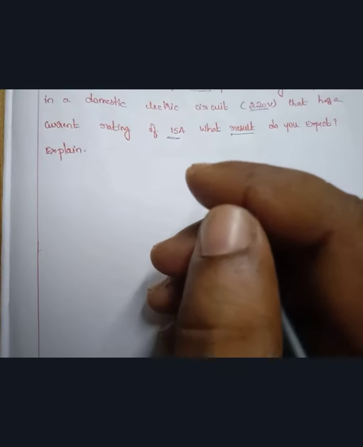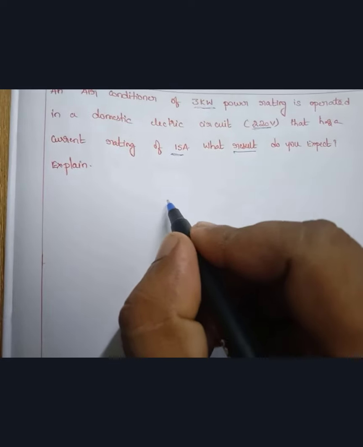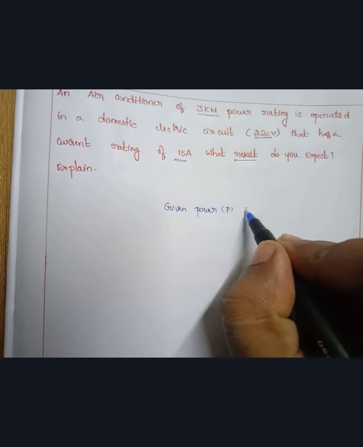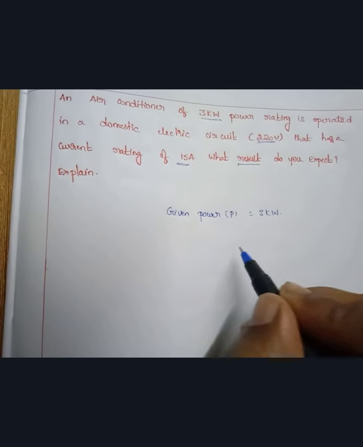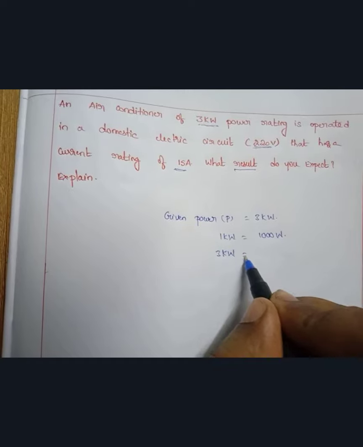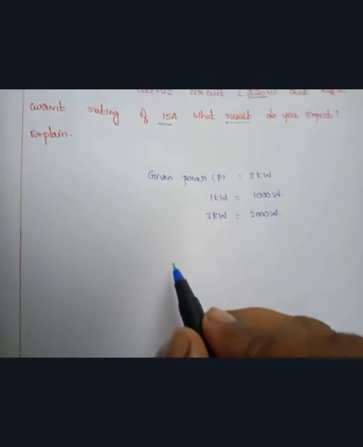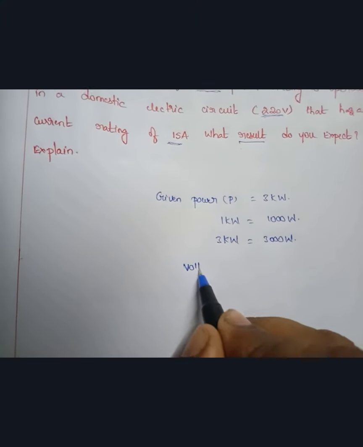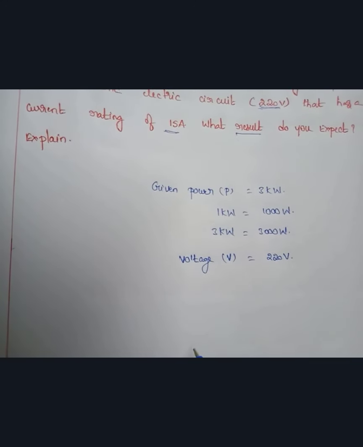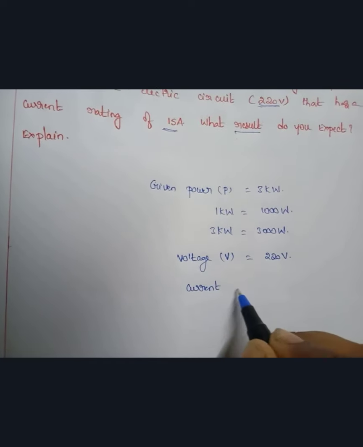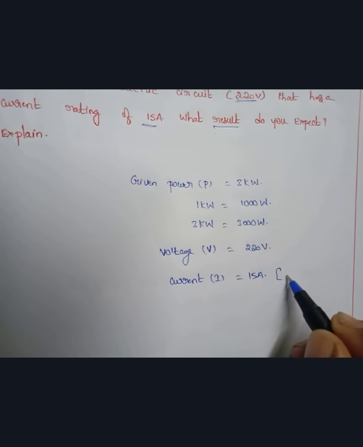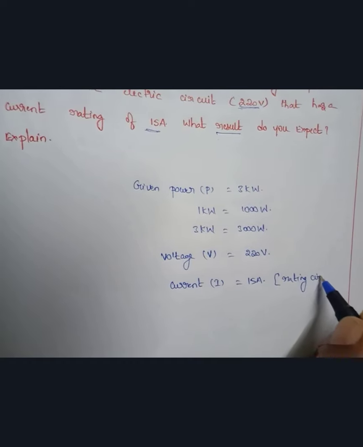Let us see. Given power P is equal to 3 kilowatts. 1 kilowatt is equal to 1000 watts, then 3 kilowatts is equal to 3000 watts. Voltage V is equal to 220 volts. And the given current rating is 15 amperes. This is the current rating of the circuit, that means wherever we use this switchboard circuit, 15 amps can be supplied.